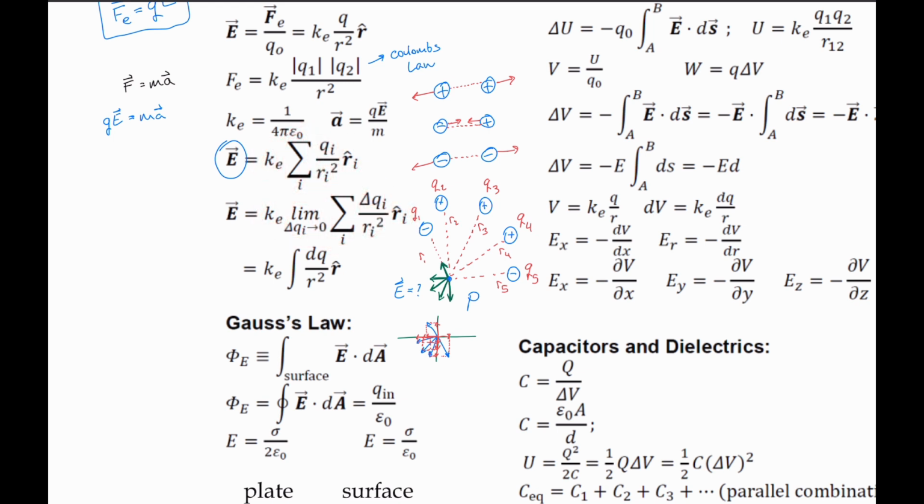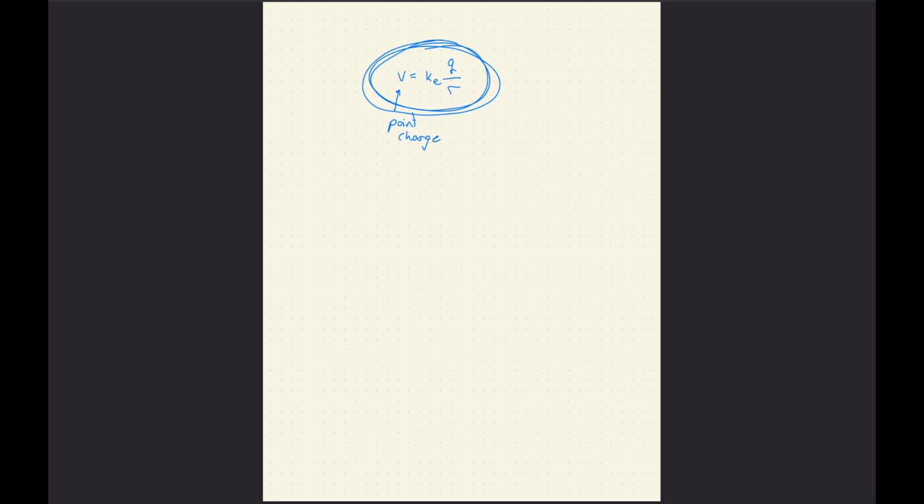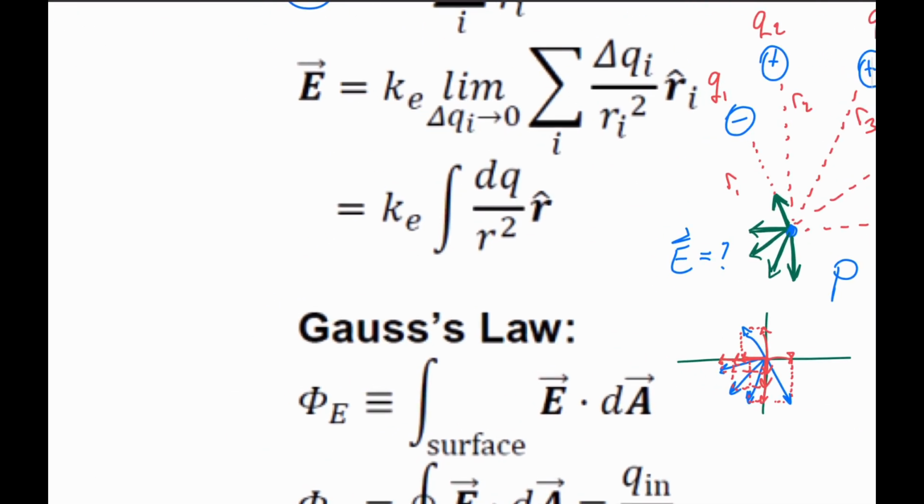Now, you can also see following this equation here, we have an equal sign and we have a Ke. Now we have a dq over here, R squared, R hat, and we have an integral. So this equation here, you will not use. You will use this equation. And what this equation is talking about is a continuous charge distribution. I've already done some videos of this.